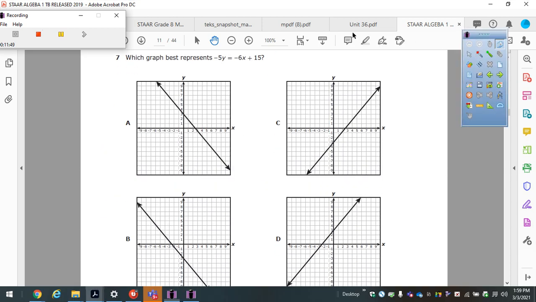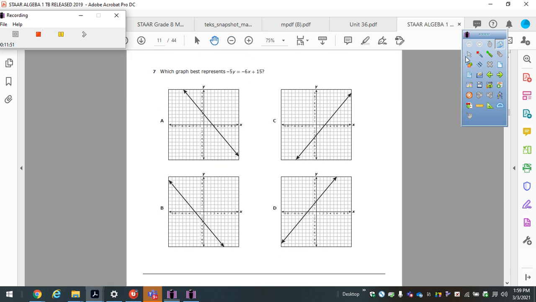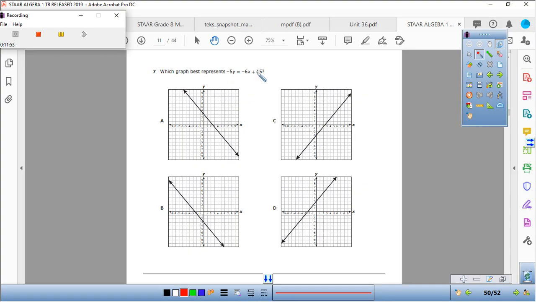Okay, so this one's super easy too. I would use my graph. You can't graph that one right there. You need to do some little trick to it. You divide by negative 5, divide by negative 5, divide by negative 5, and you get y is equal to 6 over 5 minus 3. Oh, don't forget the x right here.